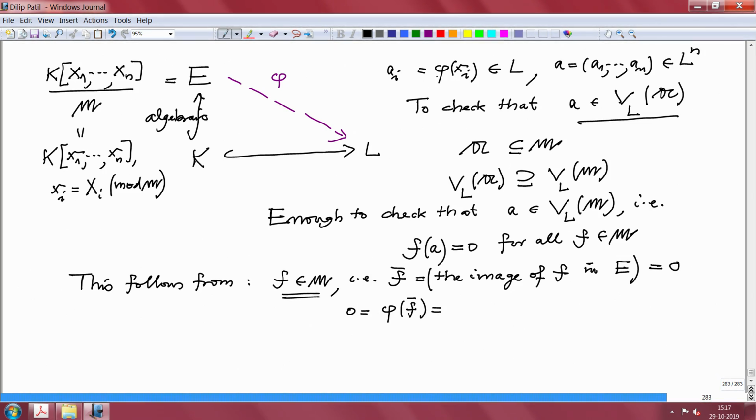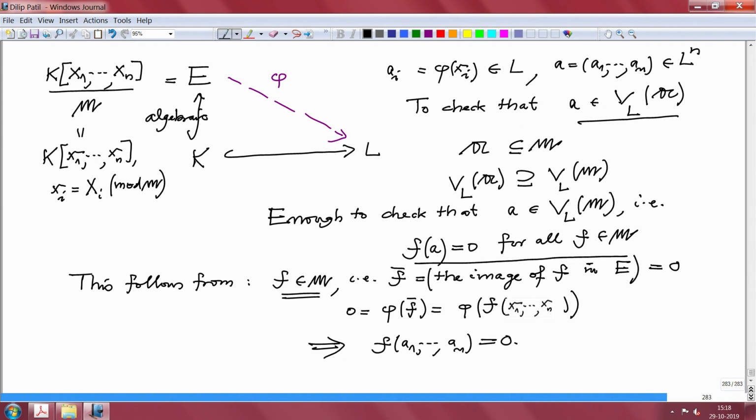that we have called ai. So, therefore, this is nothing but phi of f of small x1 to small xn, but this is 0. That implies f of a1 to an is 0. So, that proves this. So, that proves a is in V_L of M, but then it proves it in V_L of A. So this proves HNS 1.